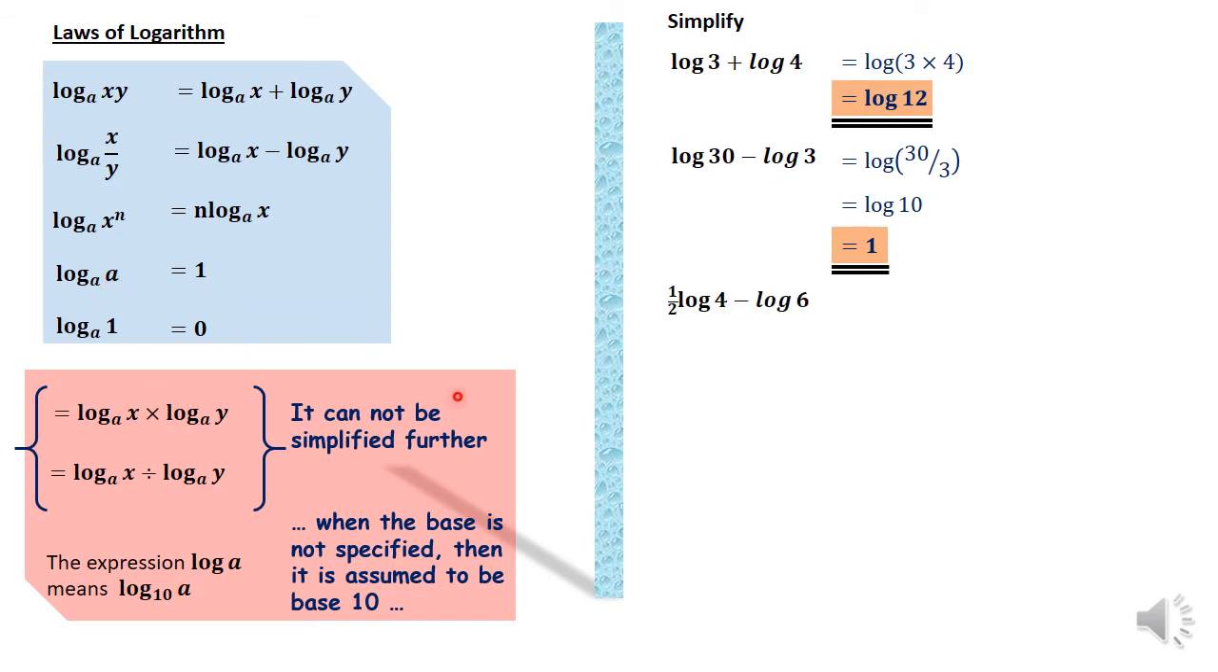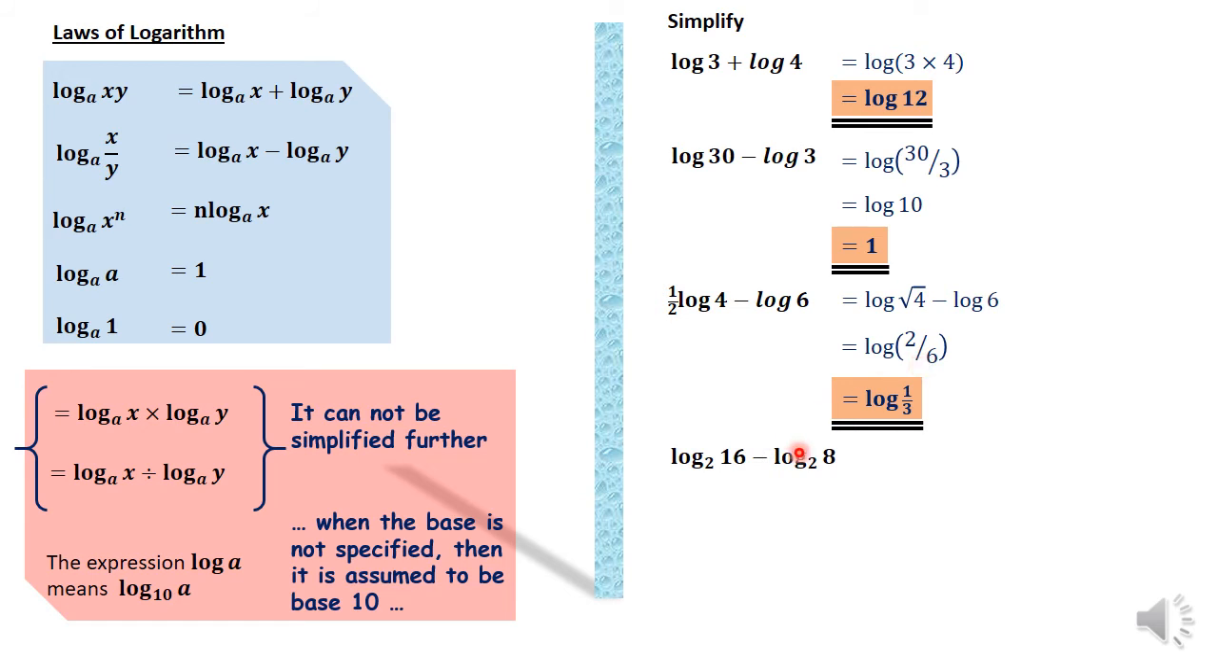If we have half log of 4 minus log of 6, it means, according to this third law here, we have log of 4 raised to power half minus log of 6. 4 raised to power half means a fractional index of 4. The index is 1 over 2, meaning the second root, which is square root of 4. No wonder I've written root 4 there. And therefore, this is going to be log of 2 divided by 6, which is log of a third.